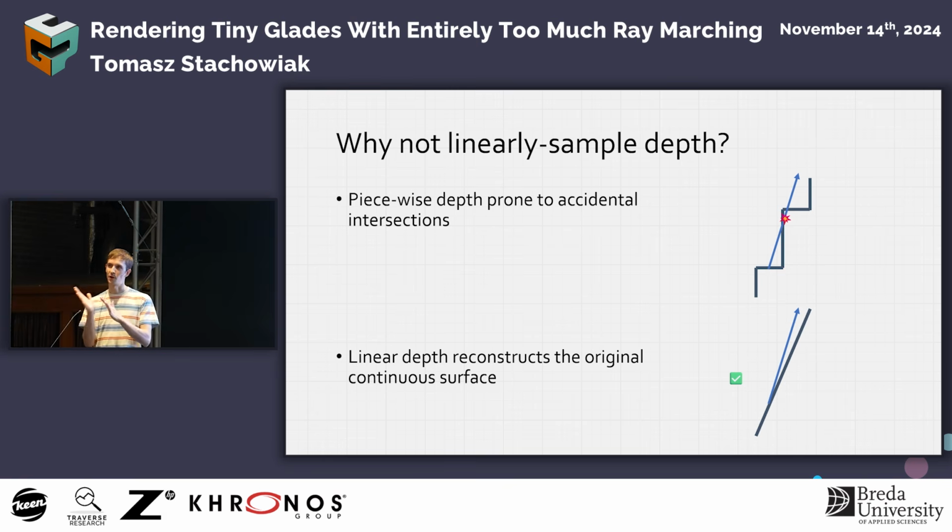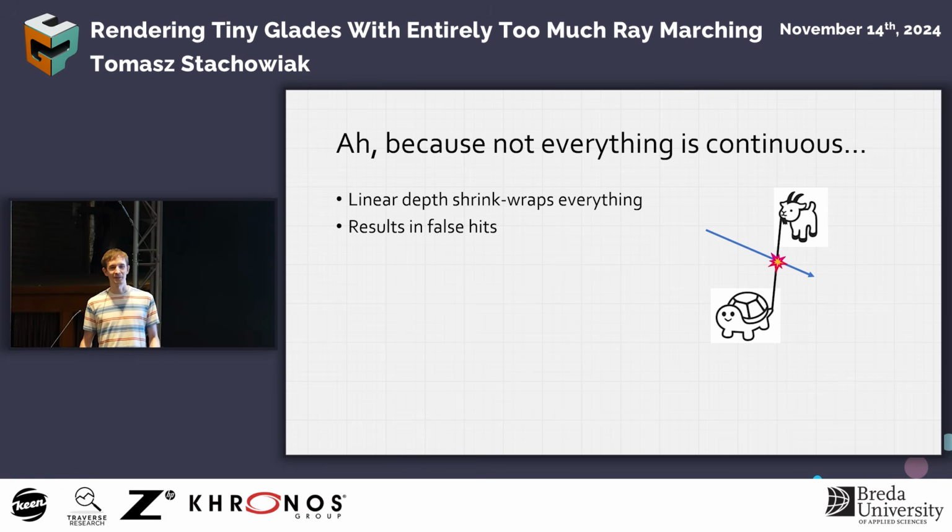And biasing essentially just offsets that ray from the geometry, which also removes interesting detail. But if you use a linear sampler, you can reconstruct the underlying geometry. So why don't we just use linear samplers for our depth? Well, because not everything is continuous, and the linear sampler will pretend that everything is shrink-wrapped, and everything is a continuous surface, and you're going to have false hits, which create their own artifacts.